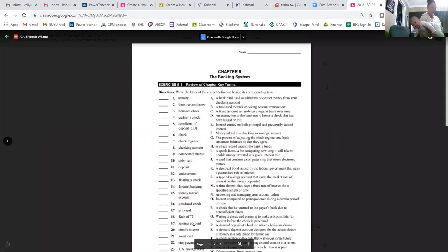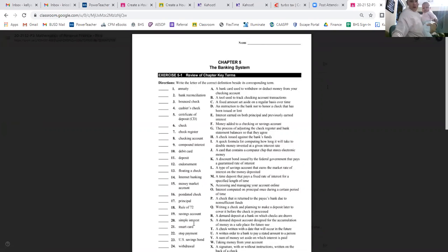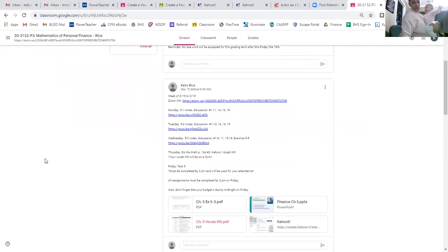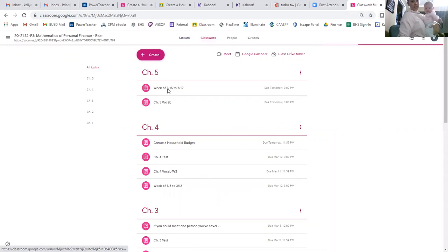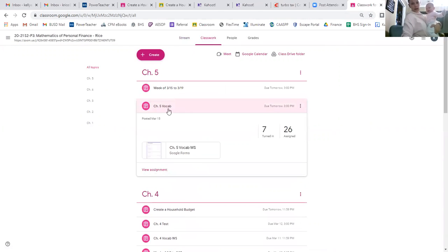It's right here, your vocab worksheet. You have to open this worksheet to do the form. So notice it's the same form, same worksheet. If you go to the form, it didn't let me attach it here because I have a form set up for grading.